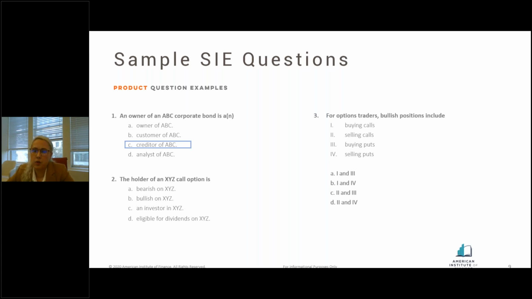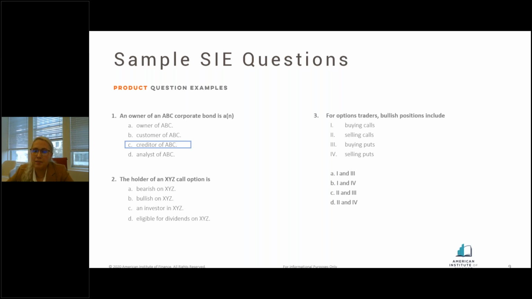Moving on to the second question on products type of examples. The holder of an XYZ call option is bearish on XYZ, bullish on XYZ, an investor of XYZ, or eligible for dividends on XYZ. So if you're a holder of a call option, you're pretty much long the call option, meaning that you want XYZ, which is the underlying stock, to go up.